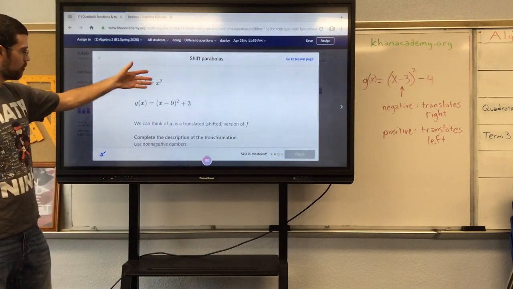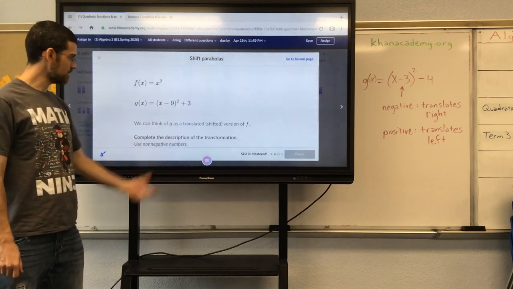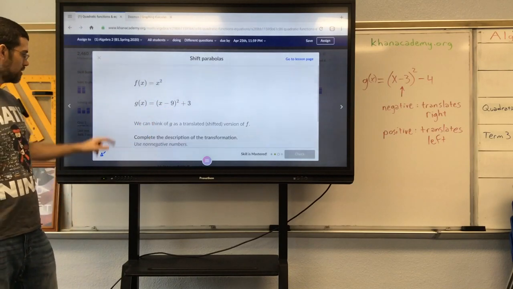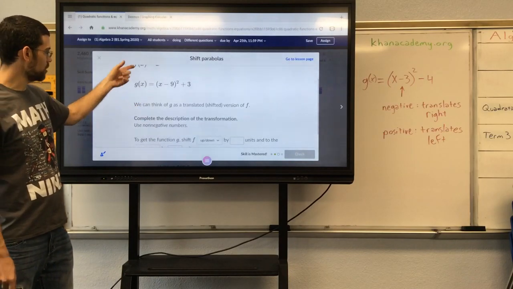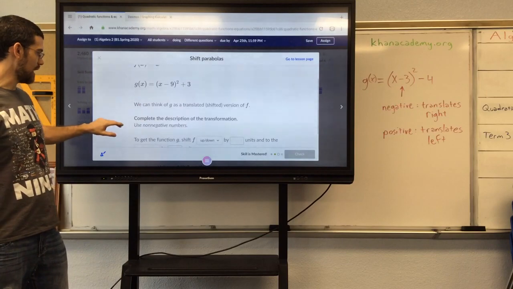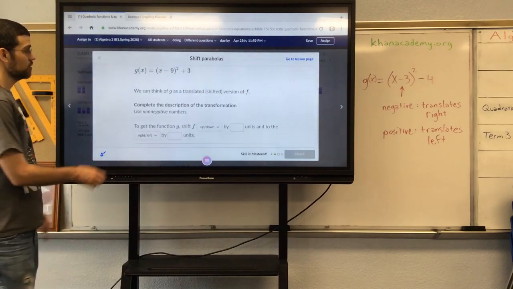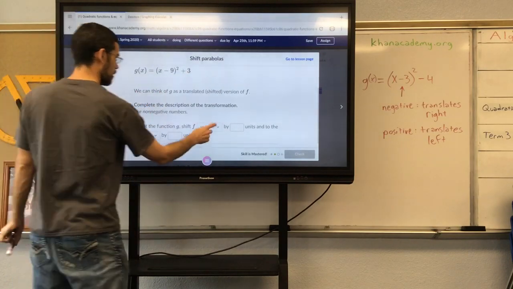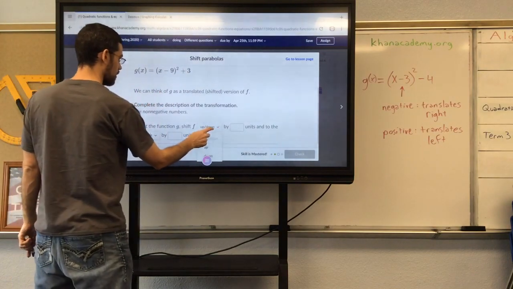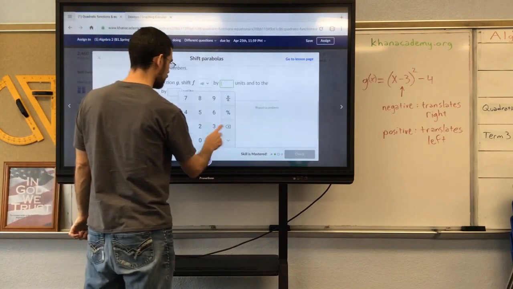Next problem. F of x is our parent function x squared. G of x is this, and they're asking us, how is this translating? Okay, G is a translation of F. How is that? Complete the description. All right, so we have shifted up by 3 units. So we're going to pick up by 3 units.